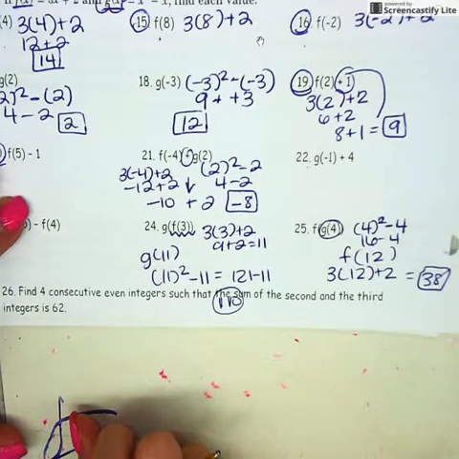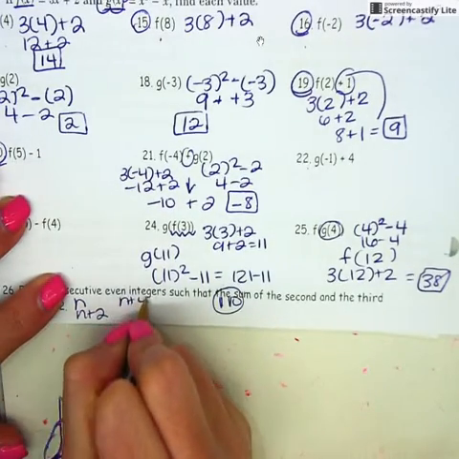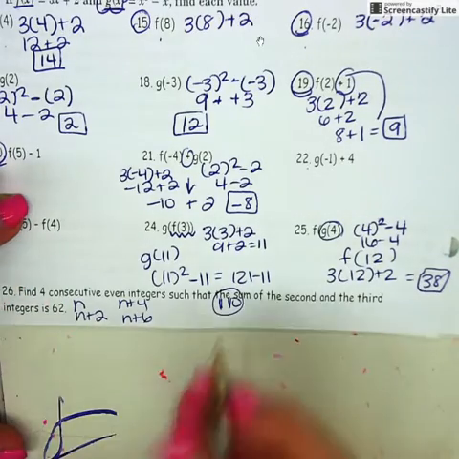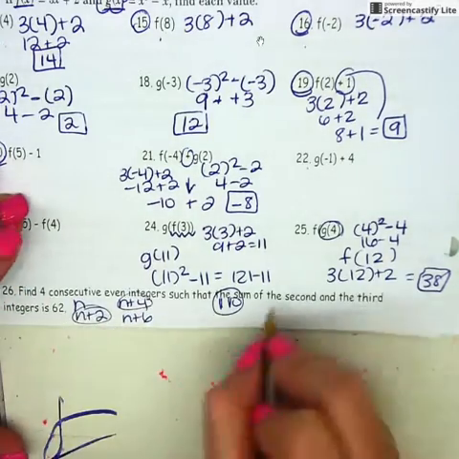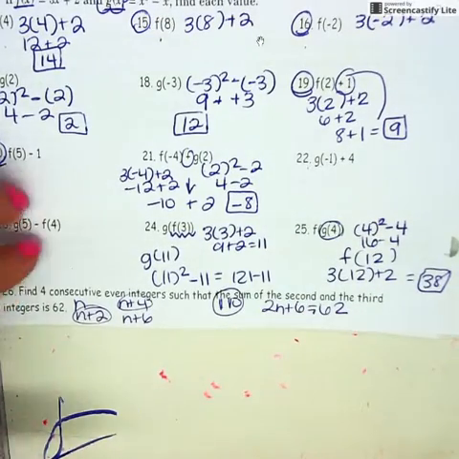And then for problem number 26, 4 consecutive even integers. So that's n, n plus 2, n plus 4, and n plus 6. So that the sum of the second and third, so that's these two right here, or 2n plus 6, equals 62. And you can solve from there.